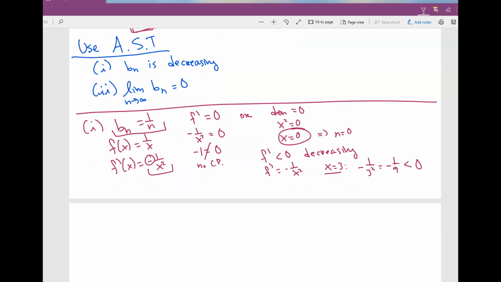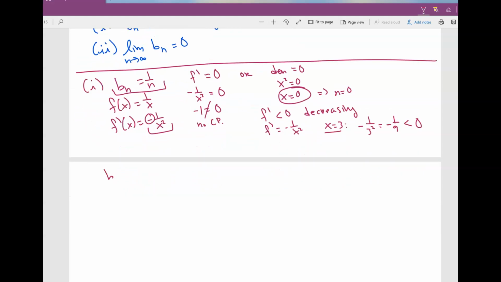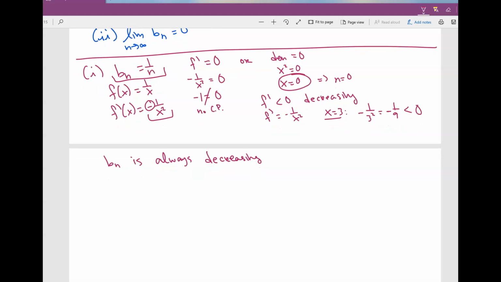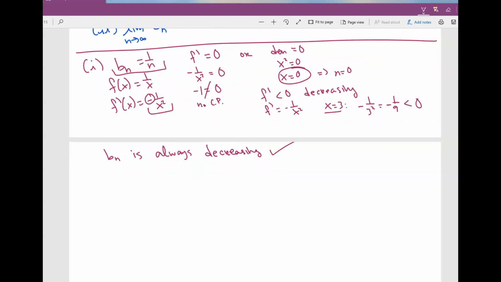So this tells me that b sub n is always decreasing. Okay, so you want to make sure that you check that. I know sometimes it's obvious, but sometimes it's not going to be as obvious. You actually have to prove it. So then we check that. That one's decreasing. That's great.